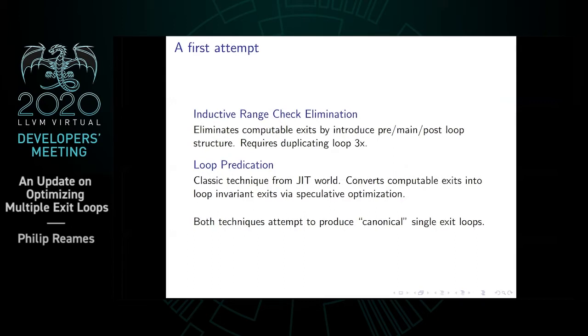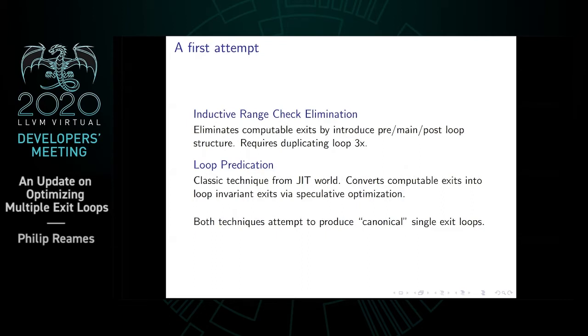The first one was induction range check elimination, or IRCE, which works by forming the classic pre-main-post loop structure. The key point being that the main loop would hopefully have no remaining computable checks in it. The downside of IRCE, beyond the fact it's proven somewhat correctness risky and we keep finding bugs, is that it requires code duplication 3x.